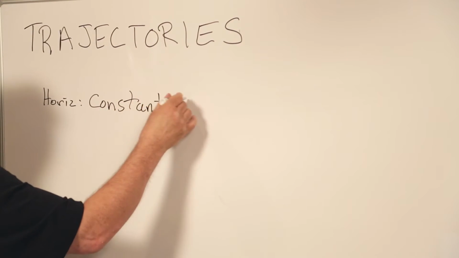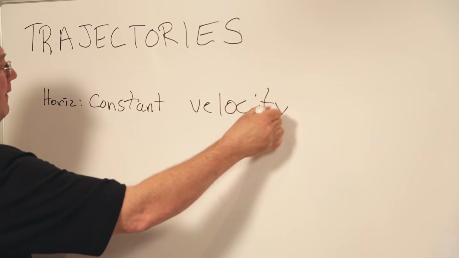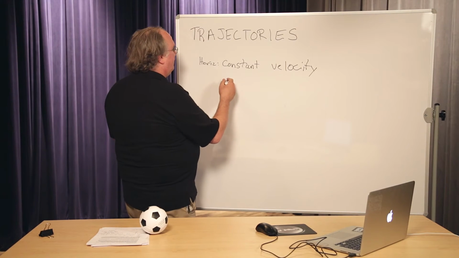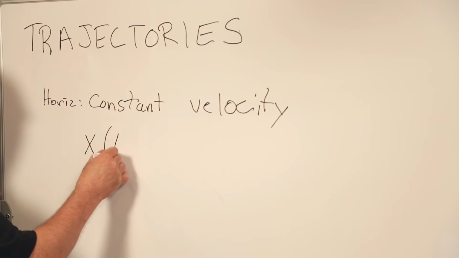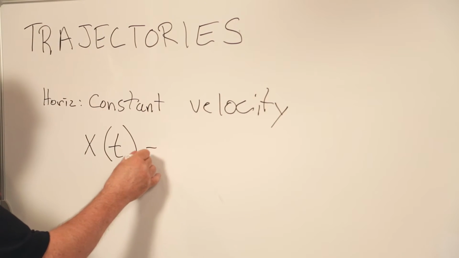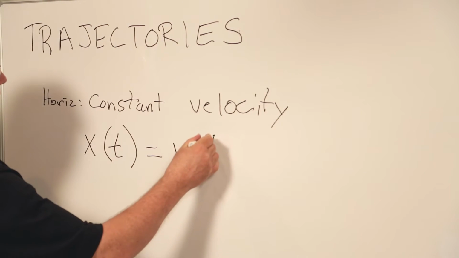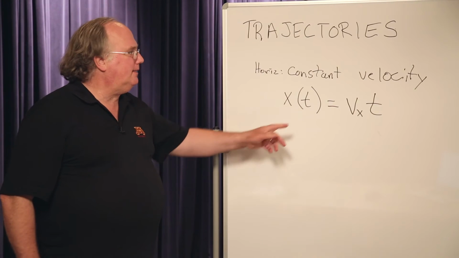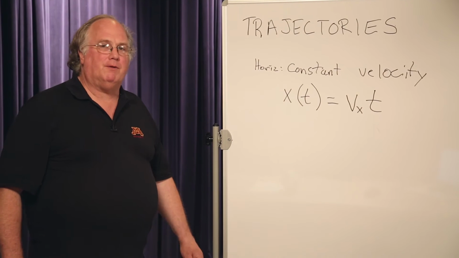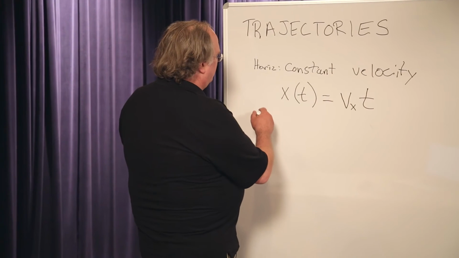So the velocity stays the same, and there is no acceleration horizontally, and that means that the x position at any time is equal to whatever the velocity is in the x direction times that time. The velocity stays constant. There's no reason for there to be a velocity of time equation because it always stays the same. Vertically, something else happens.